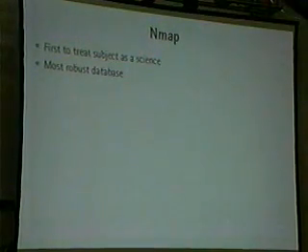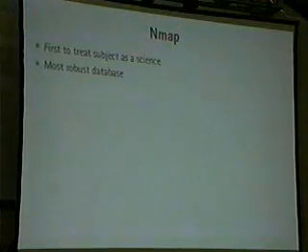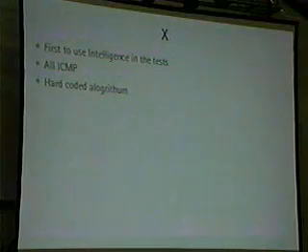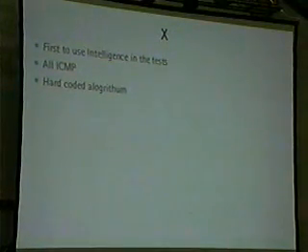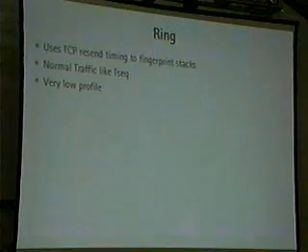Nmap, exactly what I just said. Robust database, really big, and it's the first to be really scientific and really systematic about the way you fingerprint. Xprobe: first, use ICMP. It's all ICMP, but it's got a hard-coded algorithm for determining what tree it is. Ring, we just talked about it. Xprobe2, you know as much as me. All the stuff that you just said, that's what Xprobe2 is. Can everybody hear me still?